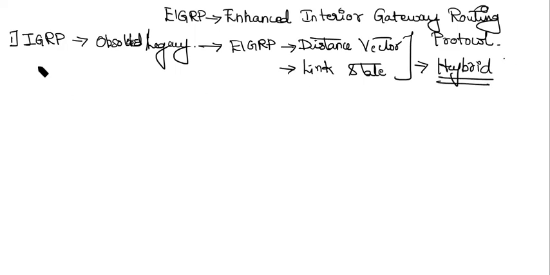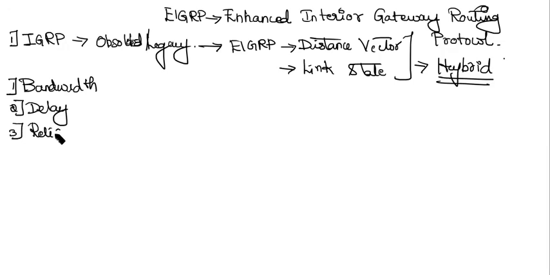The main important metrics to determine the path value include bandwidth, delay, reliability, load, and maximum transmission unit, which is also called MTU.